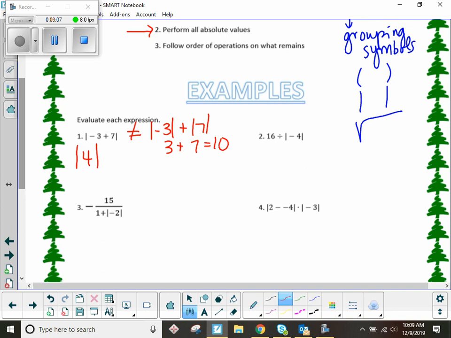Yeah, this one was what not to do. That's why it says it does not equal that. This was bad. This is good. I know, I should have changed it, right? And now you actually do the absolute value. What's the absolute value of 4? It is 4.